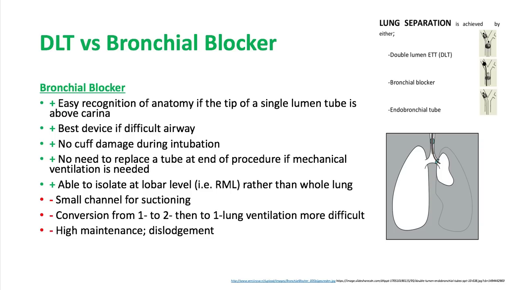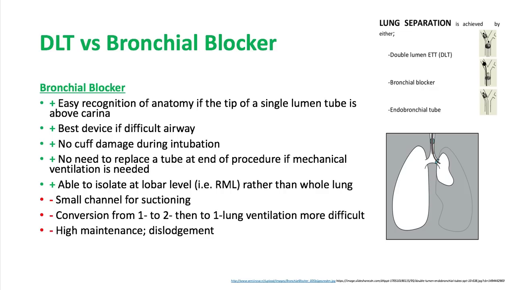If you have Mallampati 4 and other components that would predict that a patient's going to be difficult to intubate, and you're trying to put this big old double lumen tube down, it's much more difficult than putting, for example, a bougie in an endotracheal tube or a GlideScope with a simple single lumen endotracheal tube. So best device for a difficult airway: put the single lumen tube down, then the bronchial blocker next to it or through it.